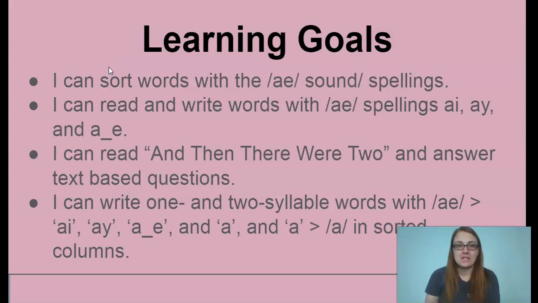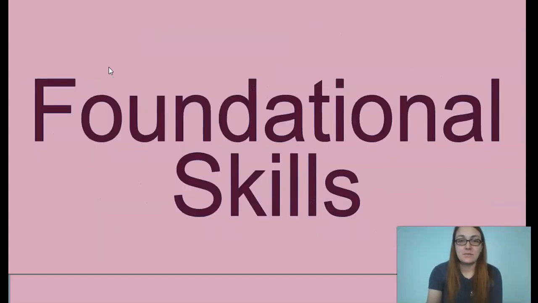Our learning goals for today. Sorting words with the A sound spellings, as well as writing and reading words with the A sound spellings: AI, AY, and A space E. Then reading the next story called And Then There Were Two and answering questions about the story, as well as writing one- and two-syllable words with the A, AI, AY, and A space E sound spelling sorted into columns.